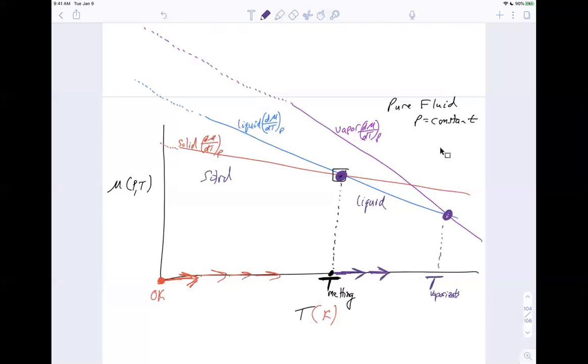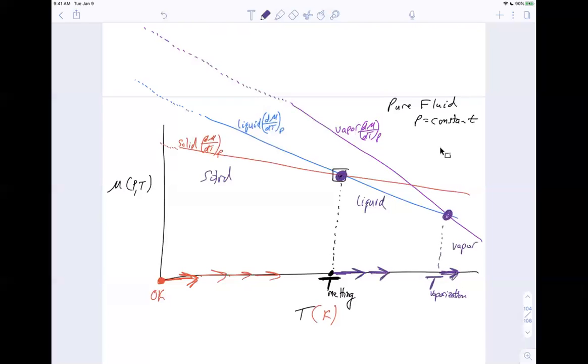Temperature. Yes, that's the temperature at which you have vaporization or boiling. That's correct. And now, as I start here and I increase the temperature, what am I going to have left? What phase? Just vapor.